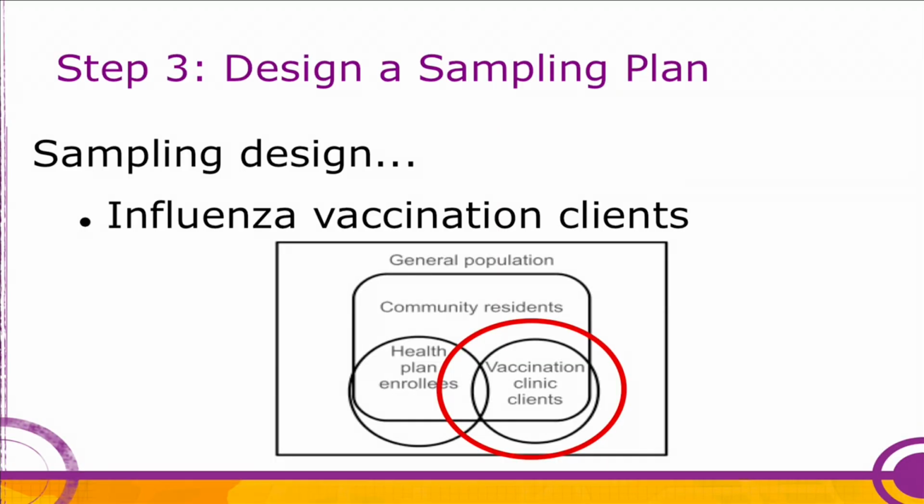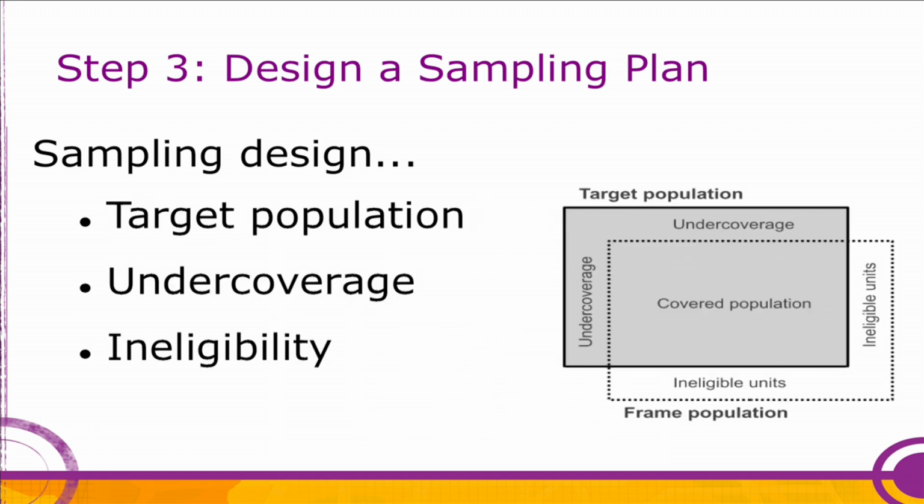With the example of influenza vaccination clients, you can see that the members of that group might overlap with other communities that you might seek to survey, such as health plan enrollees or community members. For the purposes of this presentation, we're going to continue with our example of vaccination clinic clients. There are a few more terms we want to be familiar with when talking about sampling. As we mentioned, our target population is everyone that shows up to our vaccine clinic.